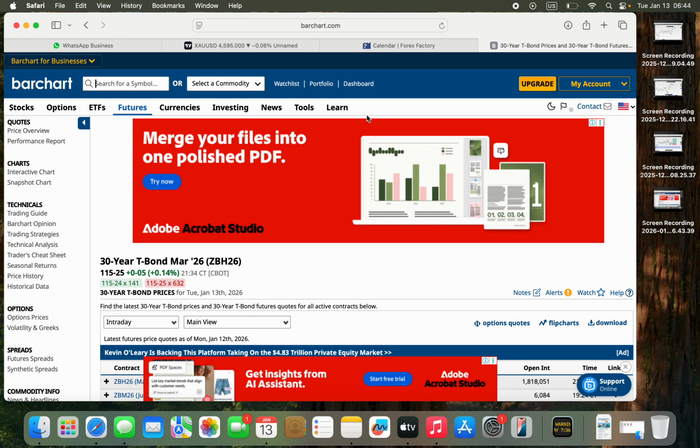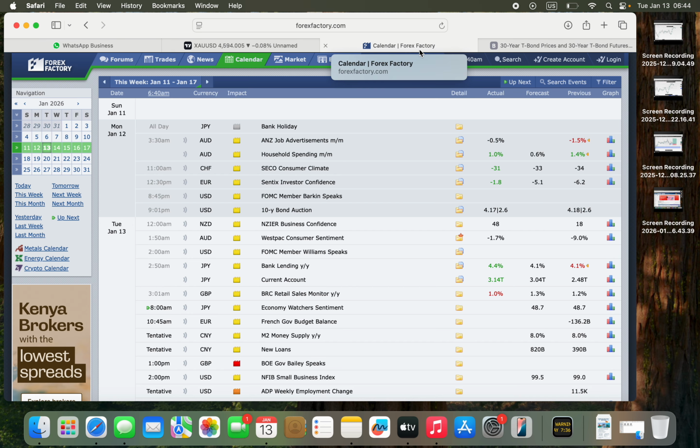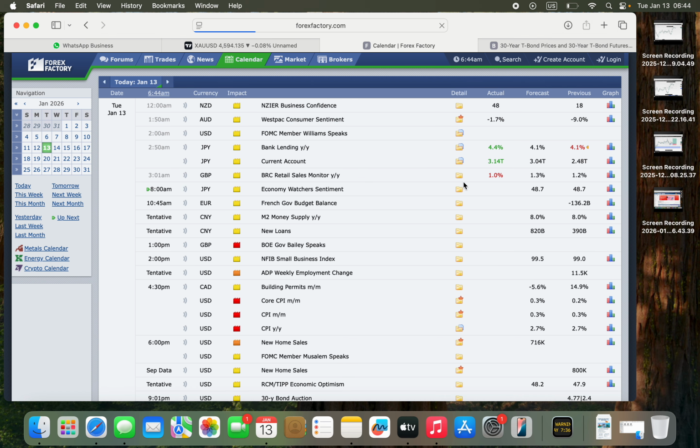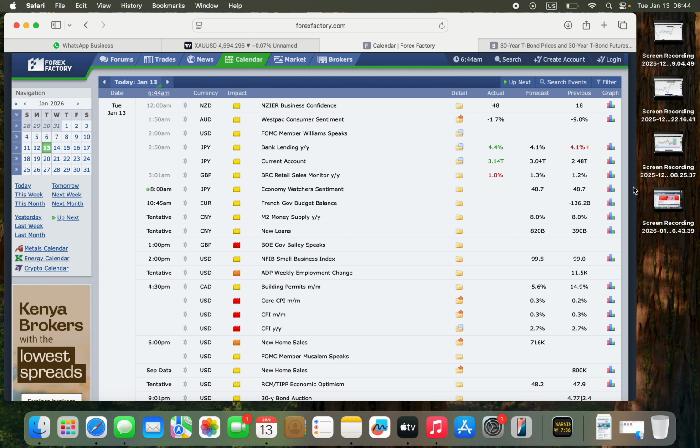Before I start about Forex, normally this is what I look for. So I start with a calendar, a Forex calendar. This is where I get to see the news event that is happening. So let's say for today, these are the news that will happen.